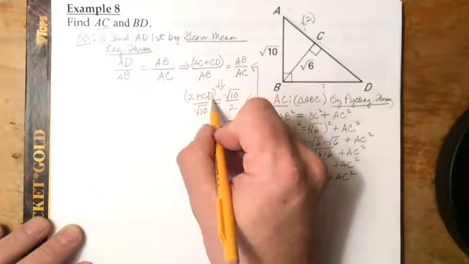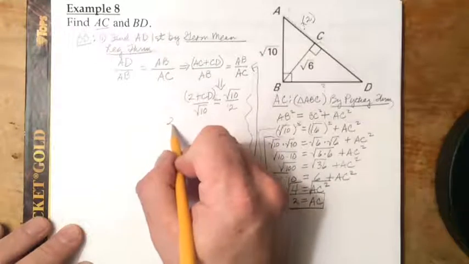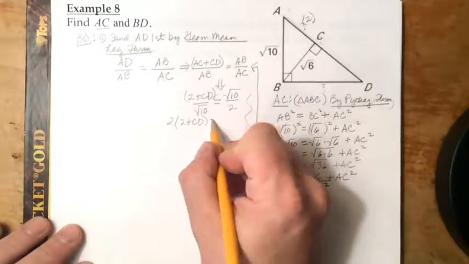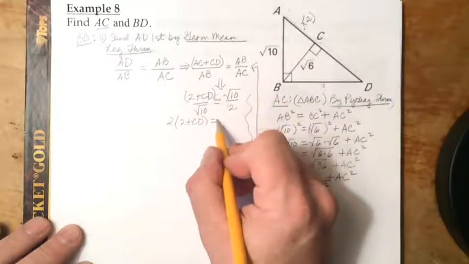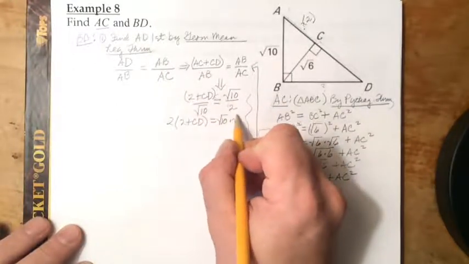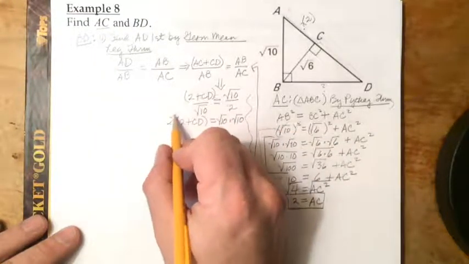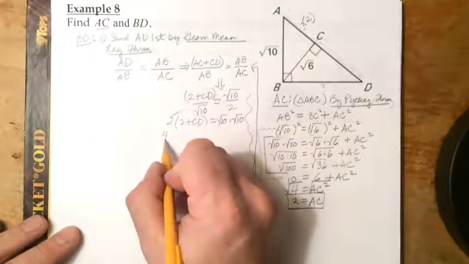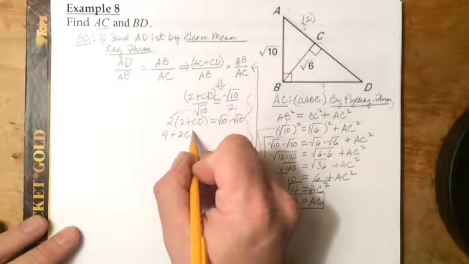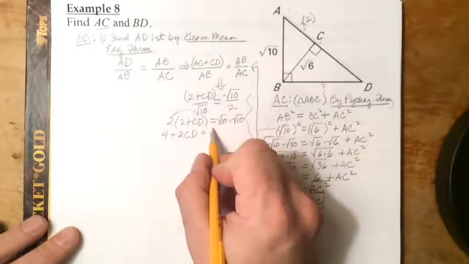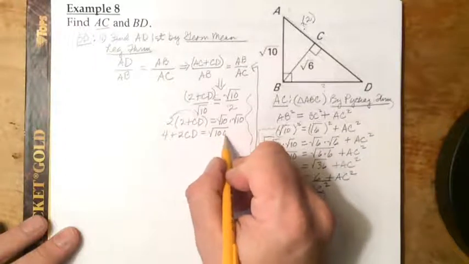We cross multiply. When we cross and multiply this way, we get 2 times 2 plus CD equals, cross multiply this way, the square root of 10 times the square root of 10. Okay, well, this is using the distributive property. We have 4 plus 2CD equals square root of 10 times square root of 10, which is the square root of 10 times 10, which is the square root of 100.